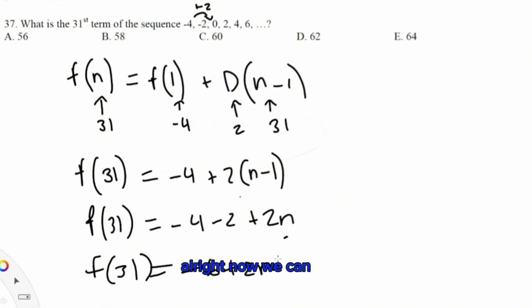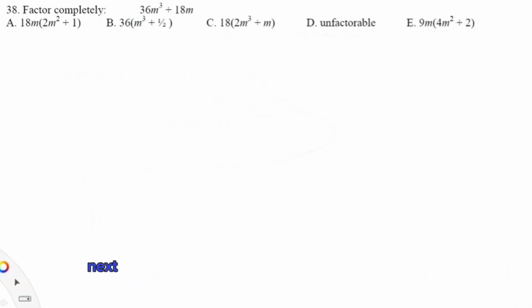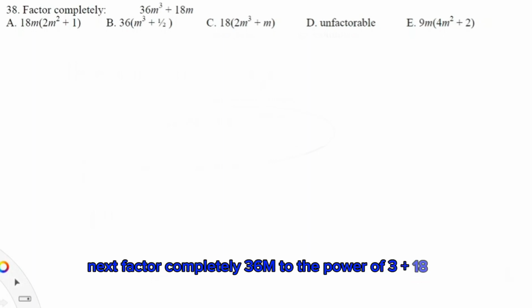Alright, now we can solve. We know that our n value is just 31. So 2 times 31 becomes 2n, and 2 times 31 is 62. Now we have -6 plus 62, which is the same thing as 62 minus 6, which equals 56. And that's your answer. Next, factor completely 36m to the power of 3 plus 18m.